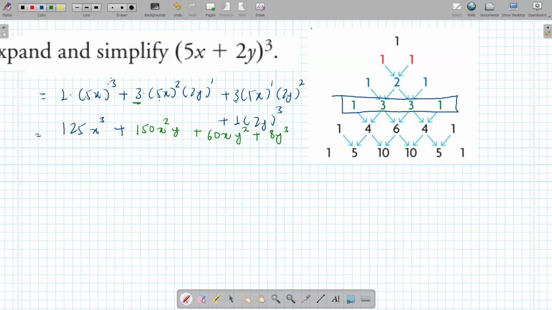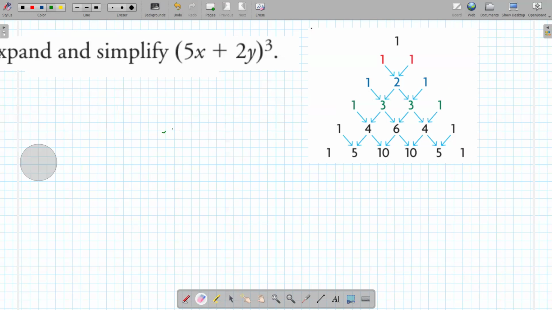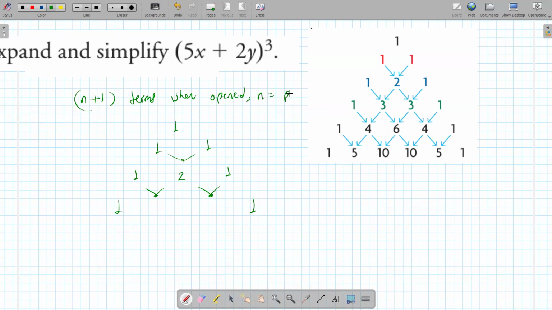Is this difficult? No. So if you ever see an expression like this, use the triangle to solve it. And the triangle is very easy to make as well. It always starts with 1, 1. There are always going to be 1s on the edges, and then you just combine the middle terms. There's always going to be n plus 1 terms in the expression when you open it, where n represents the power. So if the power is 3, there's going to be 4 terms. If the power is 4, there's going to be 5 terms.